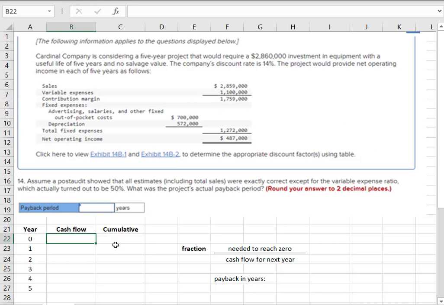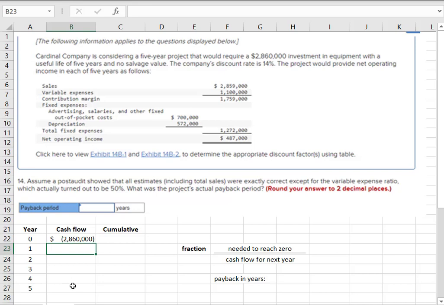So there's nothing other than operating income adding back the non-cash expenses. Every year's the same, so you can do it with a simple fraction. But we've been learning the way that will work for when the years are uneven, so we're going to do it that way. Okay, so the initial investment is the 2860, and that's negative.